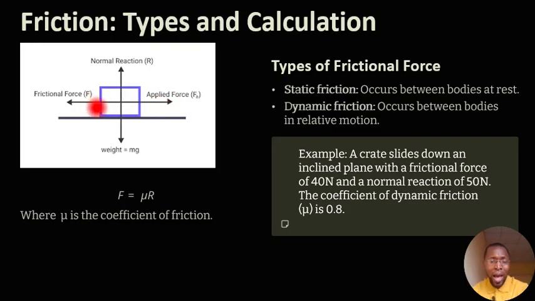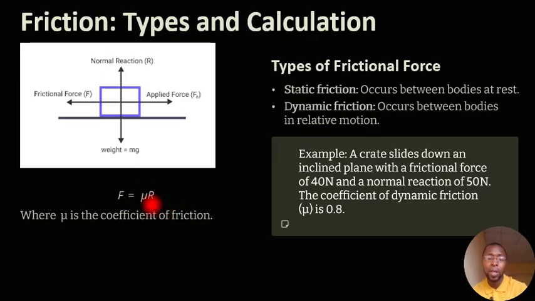Then the frictional force acting against the applied force. And then of course, this down arrow represents the weight of the object. Weight always acts downward. Okay? So we say that by formula, frictional force is usually the product of the coefficient of friction, that is this mu, and the normal reaction. So in calculation, you might be asked to find frictional force and you'll be given coefficient of friction and normal reaction.